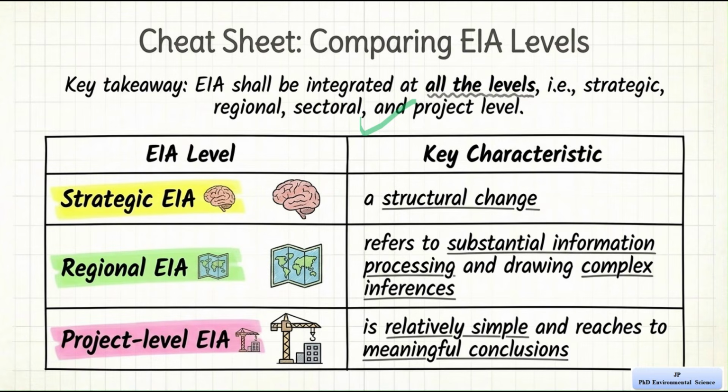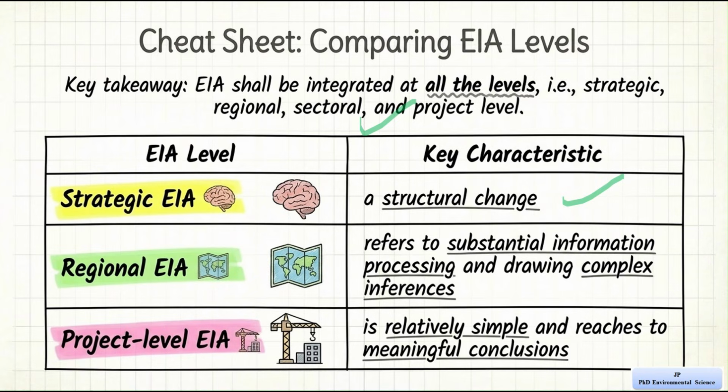Strategic EIA, a structural change. It works at a very high level. It deals with policies, plans, big decisions. It can change the overall system or structure of development. For example, if a government changes its energy policy from coal to renewable energy, that is a structural change.